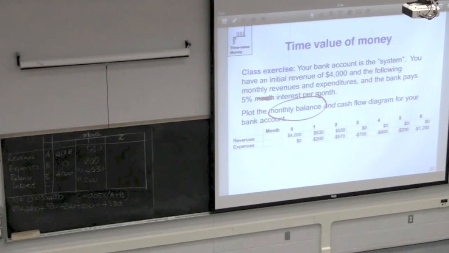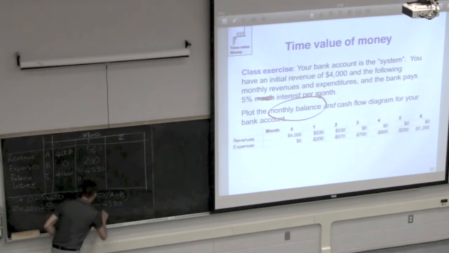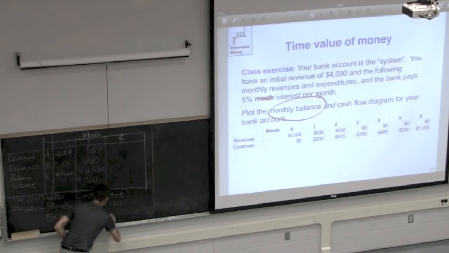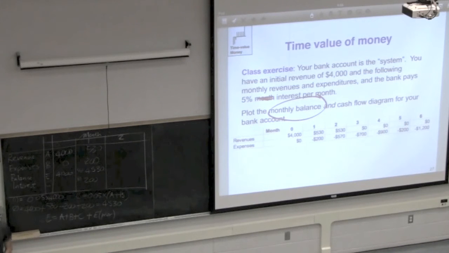So now let's revise the formula there for row E for the balance. E is equal to A plus B plus the interest earned C plus E from the prior cycle. So your balance going forward is the previous month's balance plus the new revenues, expenses plus B, and interest rates.